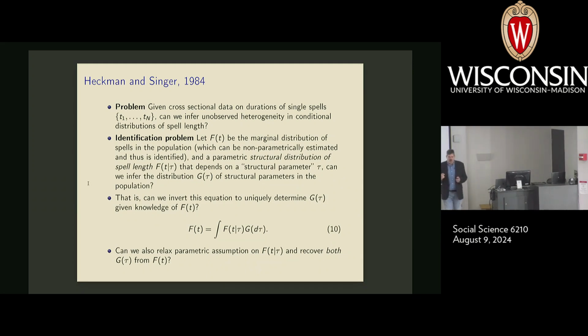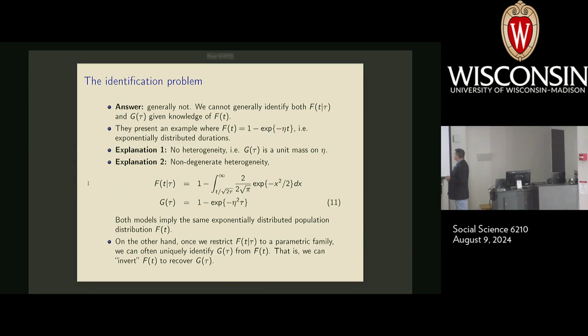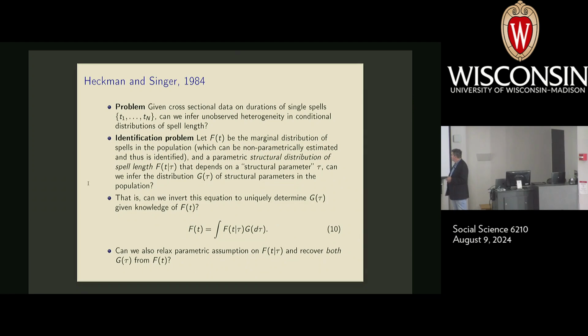There was an earlier result of Elbers and Ridder, kind of a classic 1982 paper, for what's called the proportional hazard model. In other words, there's only one solution for any F. There's only one mixing distribution that generates that duration, population average duration distribution.